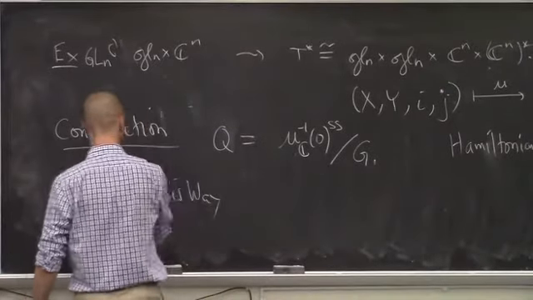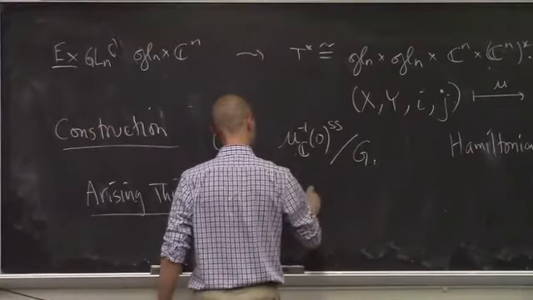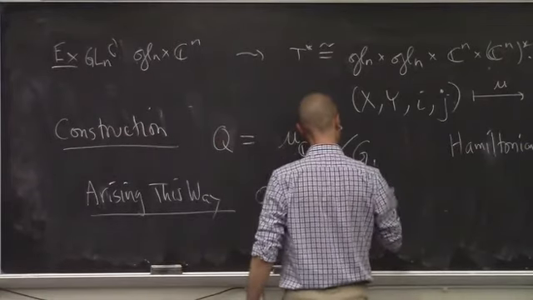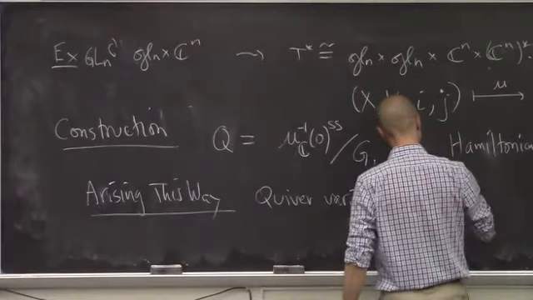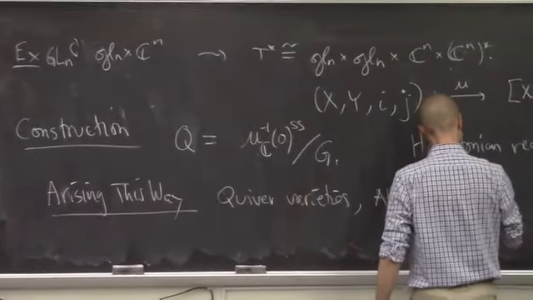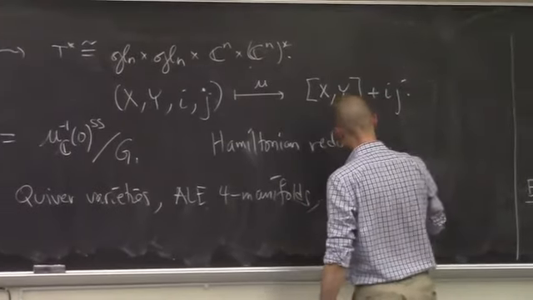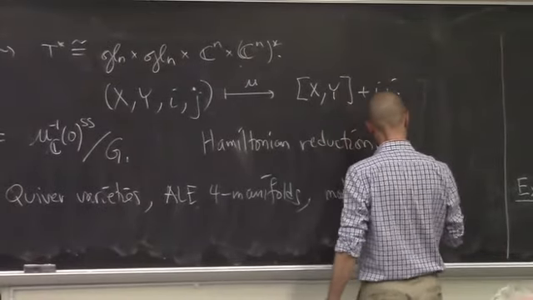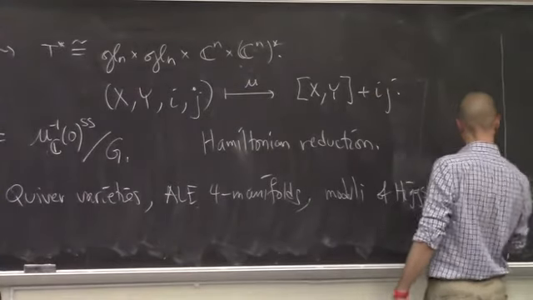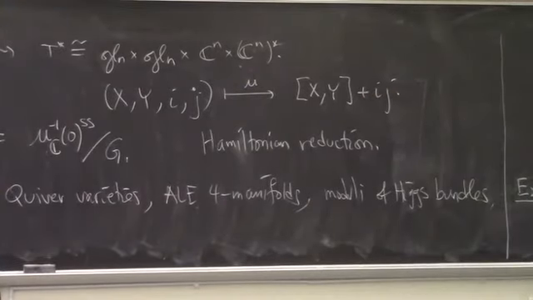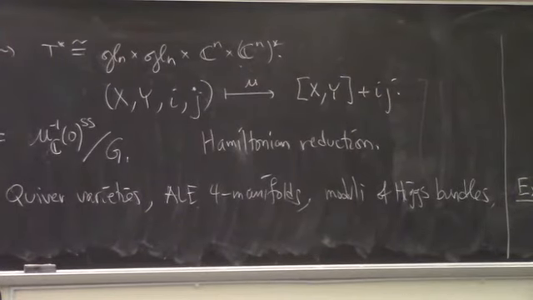Things that arise this way here are some examples. Quiver varieties, in particular ALE four-manifolds. These are probably familiar examples to many people. Moduli spaces of Higgs bundles on a curve. Many more interesting examples. But if you have any familiarity with any of these things, the cohomology of these spaces can be very complicated and hard to understand.